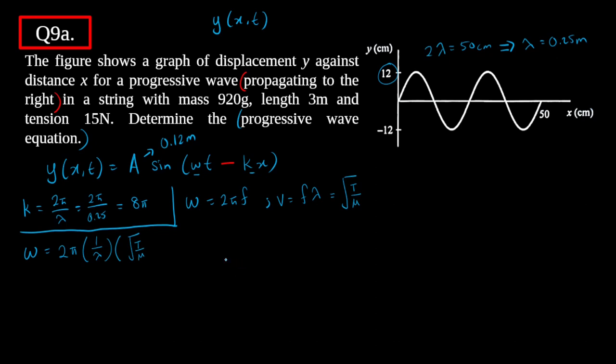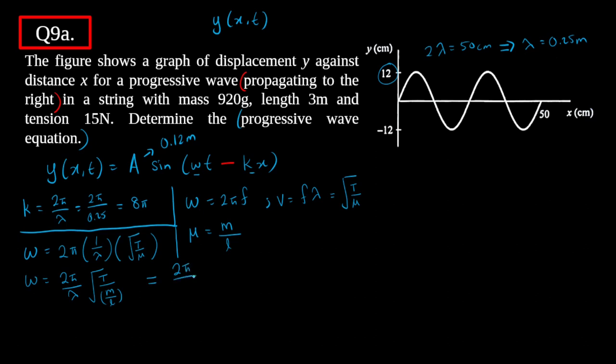Again, what is mu? Mu is actually the mass density. I'll write it down here. So mu equals the mass of the string over the length of the string. That means our omega is simply going to be 2 pi over lambda multiplied by the square root of T over m over L. So now I want to substitute those values in.